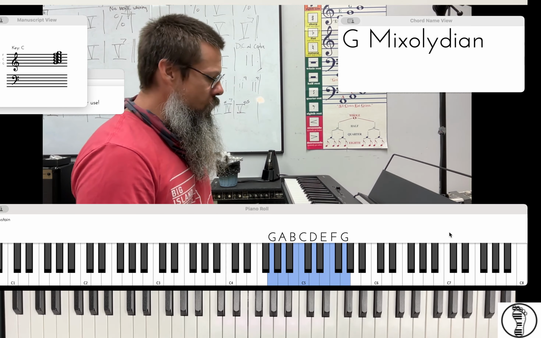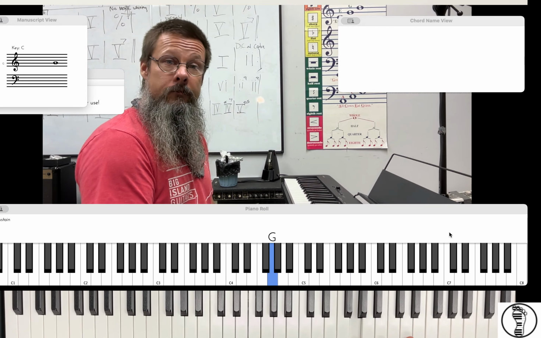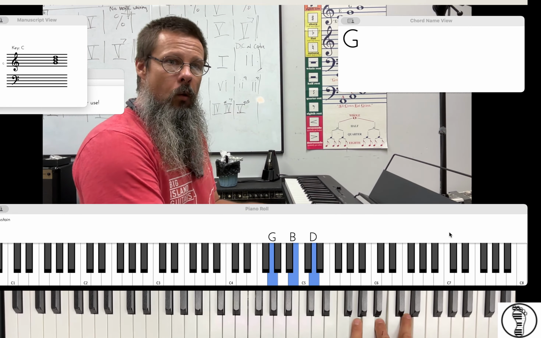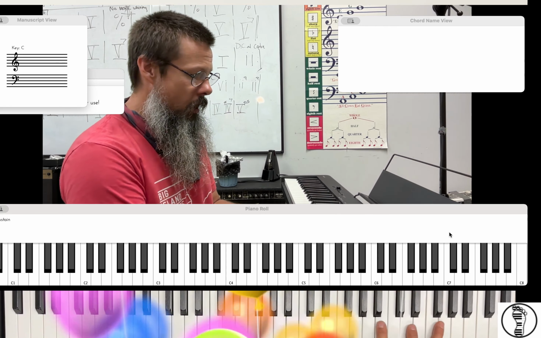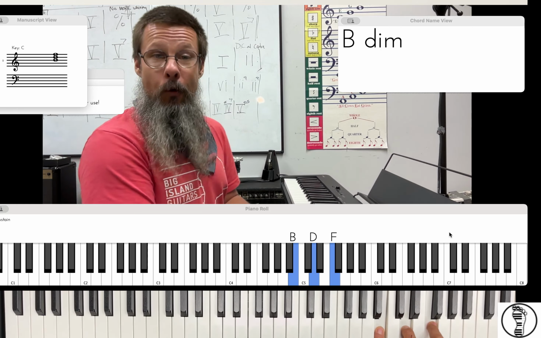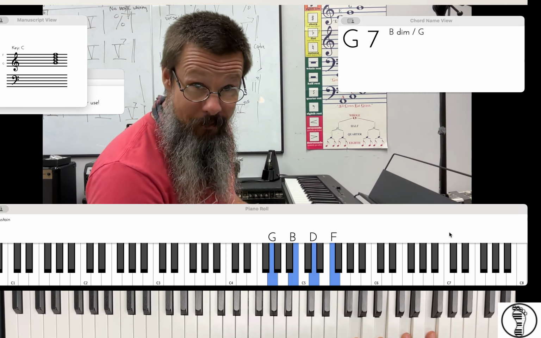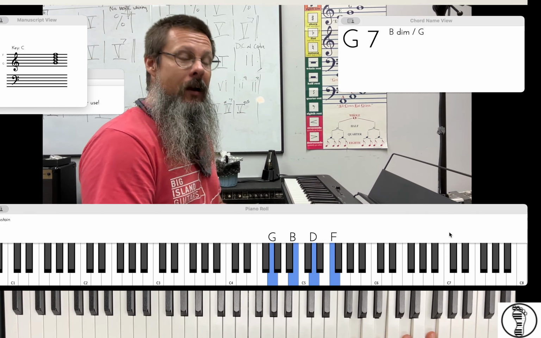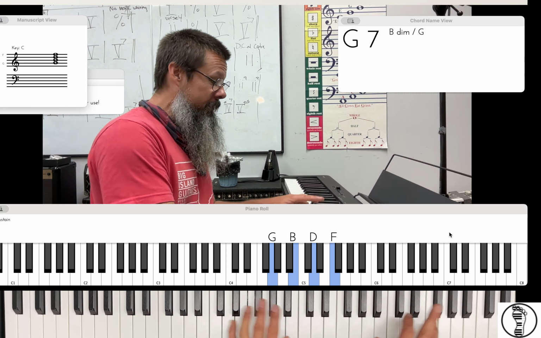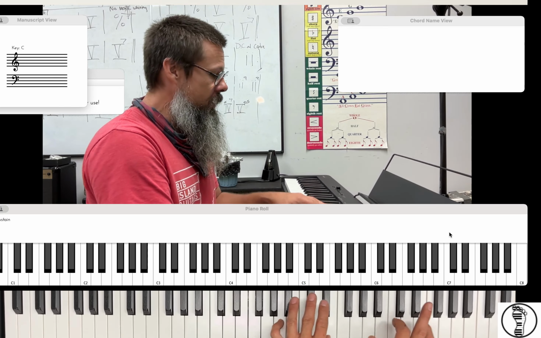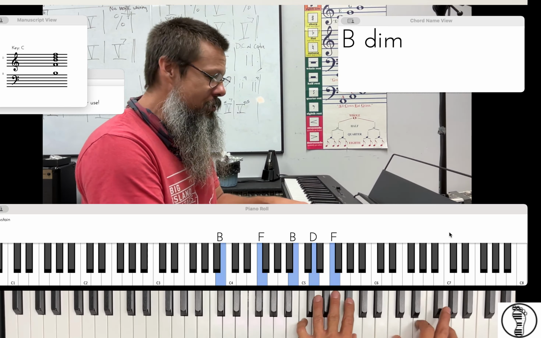G Mixolydian is great because the chords that are in it are a G major, and then when we scoot this triad on over, we find ourselves moving over and having our B diminished. So the chord construction of 4 notes, G, B, D, and F, gives us a G major and a B diminished, which sounds like it wants to go back to the key of C. Why? C, D, E, F, G, A, B diminished, C.